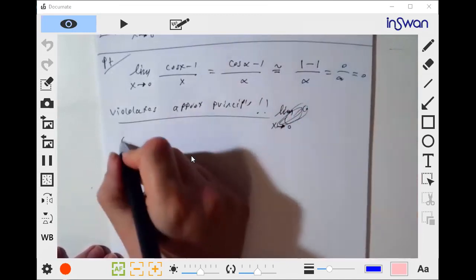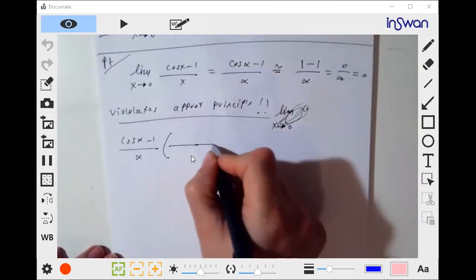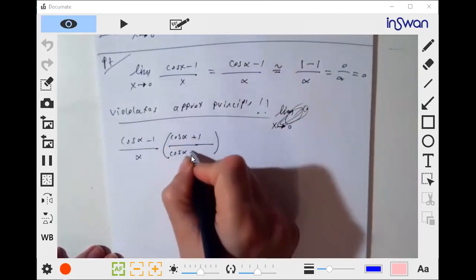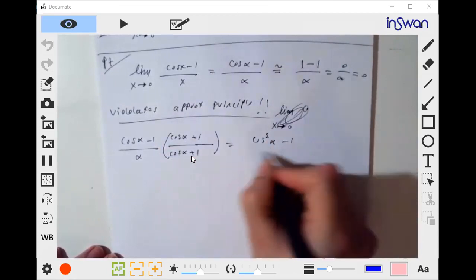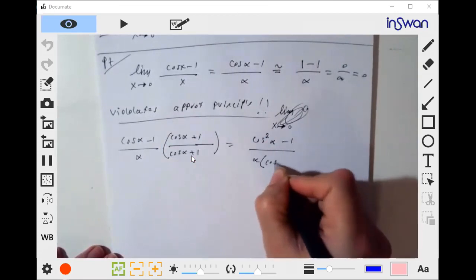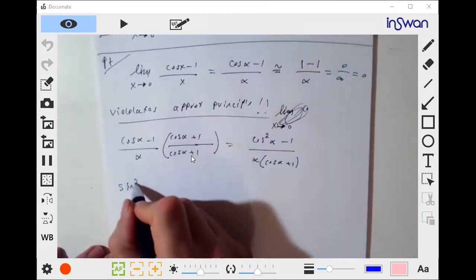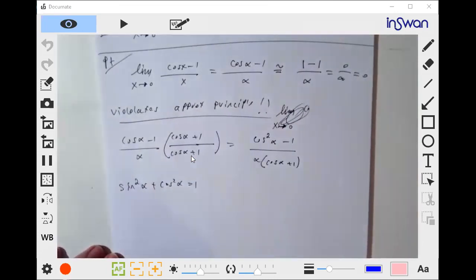So let's forget the limit part. Let's just say cosine of alpha minus 1 all over alpha. And let's multiply top and bottom by the conjugate, cosine of alpha plus 1. This ends up giving us cosine squared alpha minus 1 all over alpha times the quantity cosine of alpha plus 1. Notice that sine squared alpha plus cosine squared alpha is equal to 1. This is the Pythagorean identity.